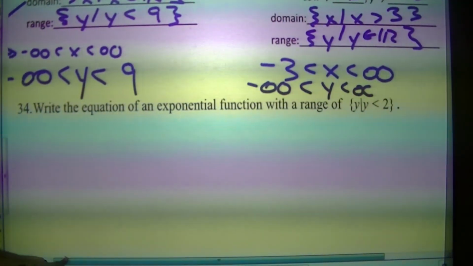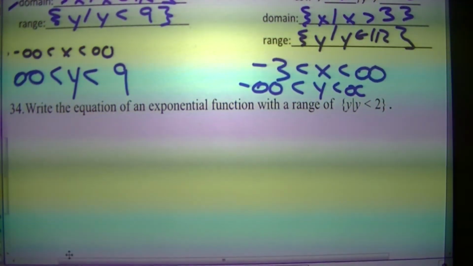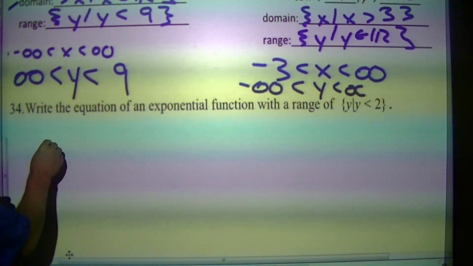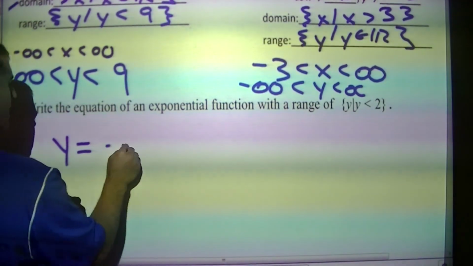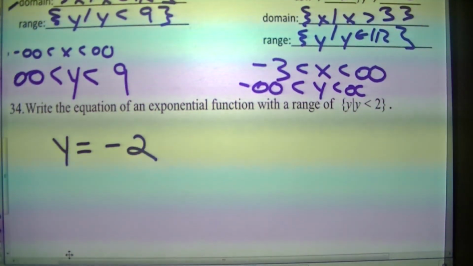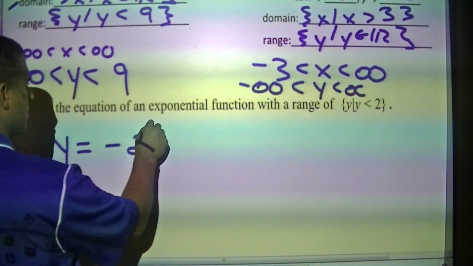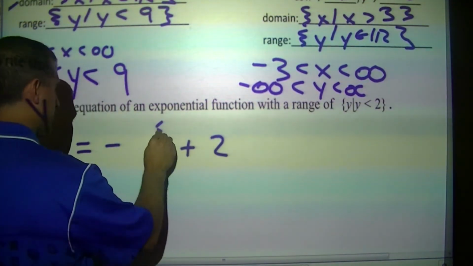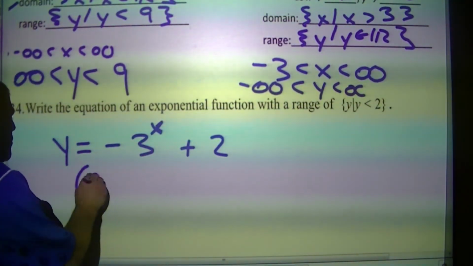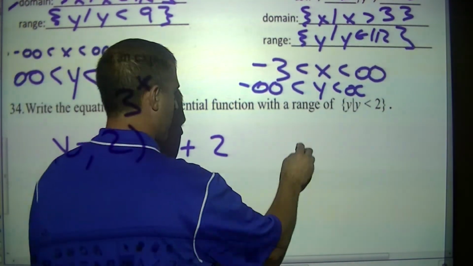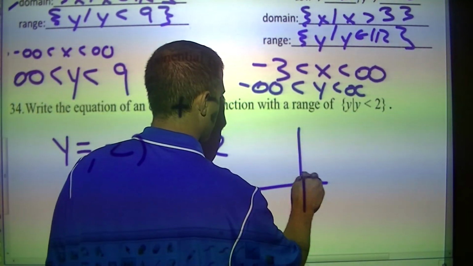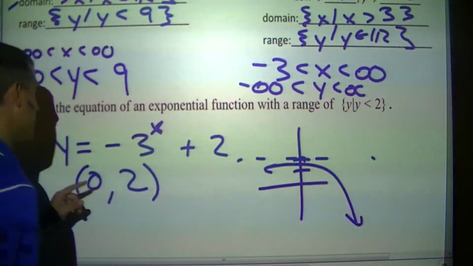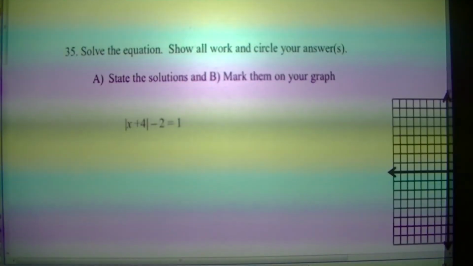Write an equation where the function would have a range of y is less than 2. What that has to be is an exponential, so it's probably got to have the anchor point at 2. Let's not confuse you. Let's say it's something like this, because then the anchor would be at 0, 2, and then the graph would go underneath it, like this. So there's an example of that.